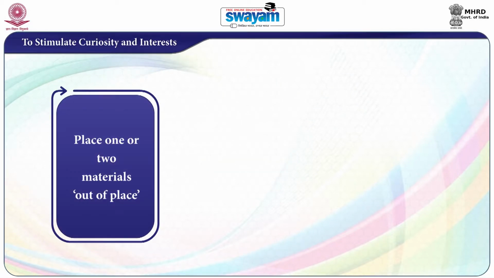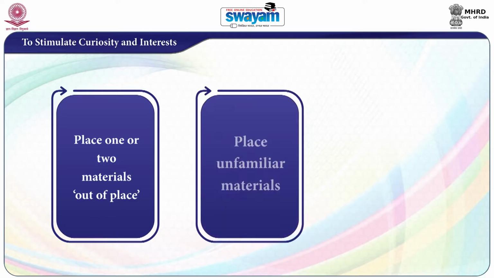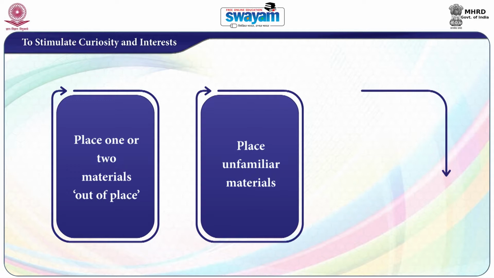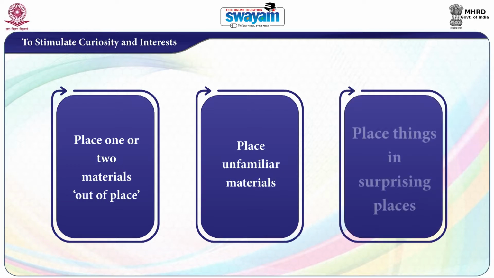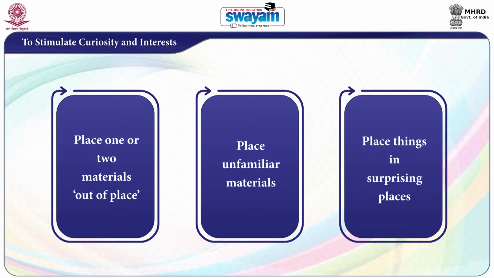Place 1 or 2 materials out of place. For example, place a book in the block corner, so that the child might use the book with the blocks to create a new building. Place some unfamiliar material so that the child starts to explore it and asks questions to know more about it. And moreover, place things in surprising places.